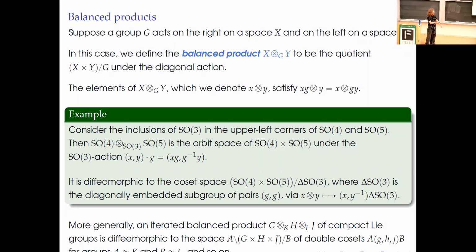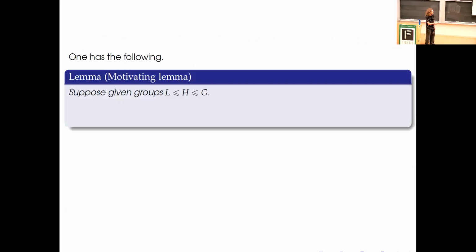More generally, if you have an iterated balanced product, which is what we end up doing, it's going to be diffeomorphic to a double coset space. So that's the most complicated manifold that shows up in this analysis. All right, so here's a motivating lemma.